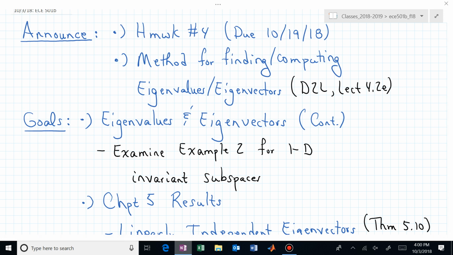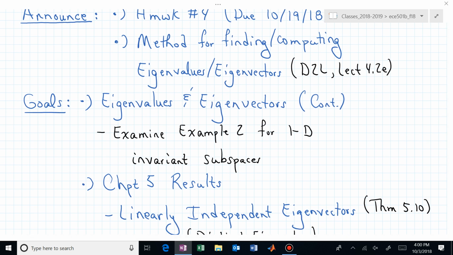Homework number 4, I think, is available for you, and that's due on the 19th, which I think is a Friday. So it's not due on a normal class meeting day, just changing it up or mixing it up on you. And there's also some additional material on finding or computing eigenvalues and eigenvectors on the D2L website that you're on your own to examine. That's what I'm calling lecture 4.2E for extra. So that's following last time's material.